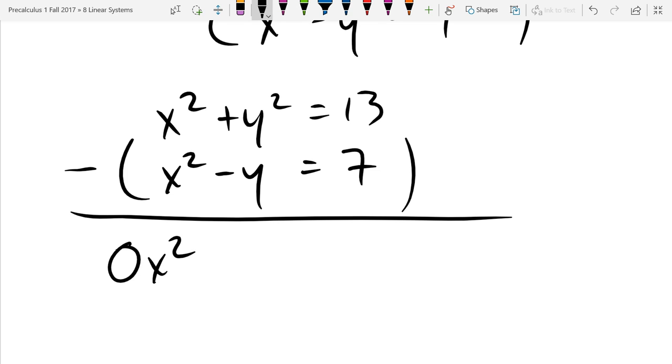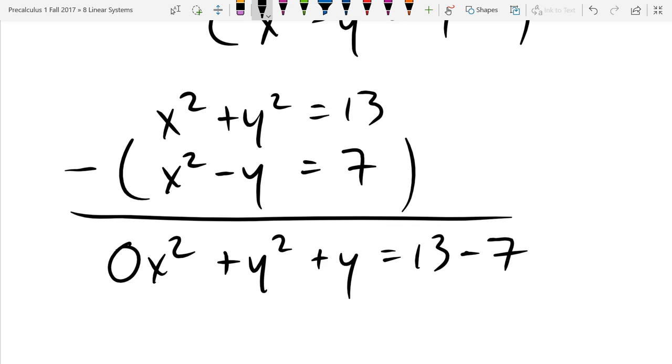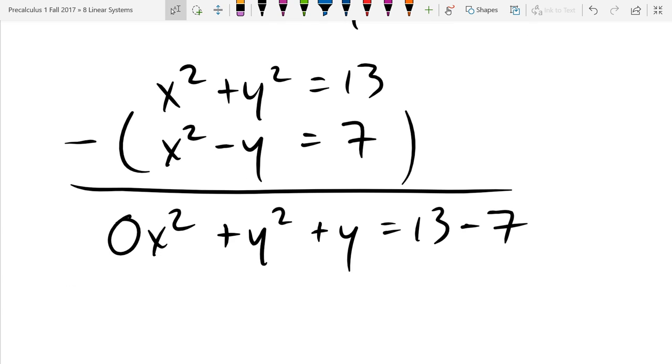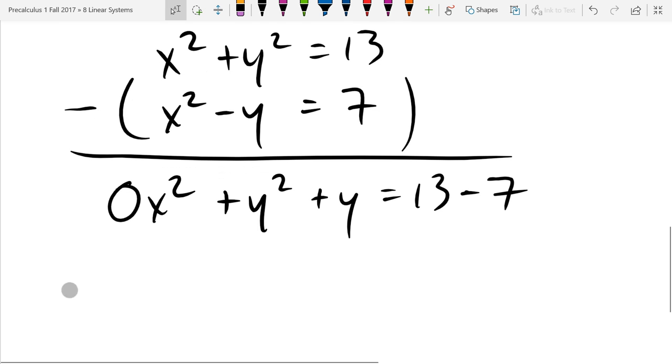So we have 0x squared plus y squared plus y equals 13 minus 7. So you have to subtract everything, not just some of the terms. So we're taking away every single term in the second equation. So any questions on this elimination step right here?